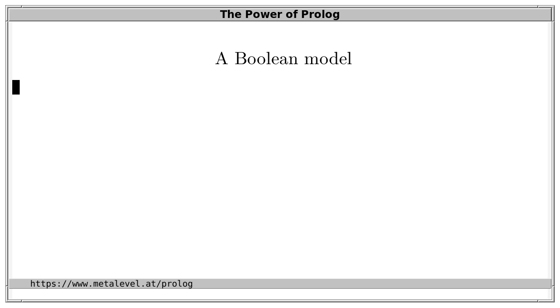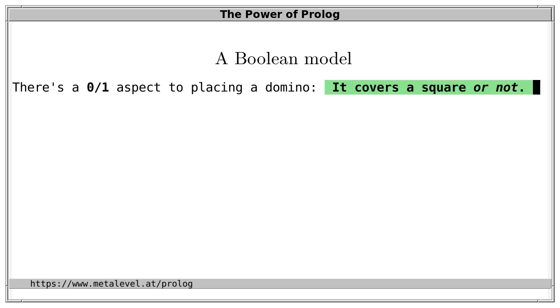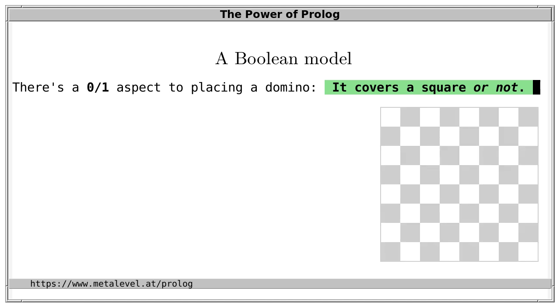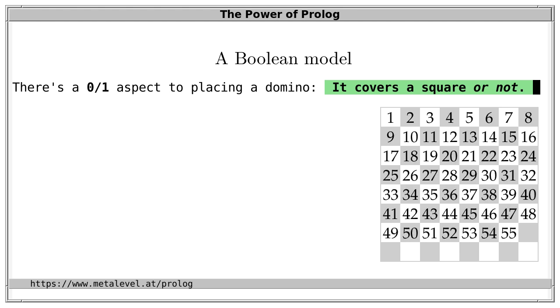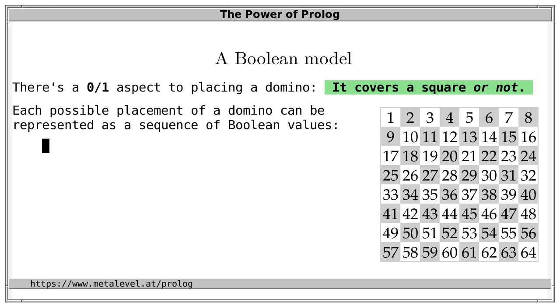We can also approach this problem in a completely different way using a Boolean model, because there's a Boolean aspect to placing a domino. A domino either covers a square or not, 1 or 0. And with this approach, we can forget the shape of the board. We only need to think about a sequence of squares, say 1 to 64. And we can model each possible placement of a domino as a sequence of Boolean values, denoting for each square whether it is covered by that placement.